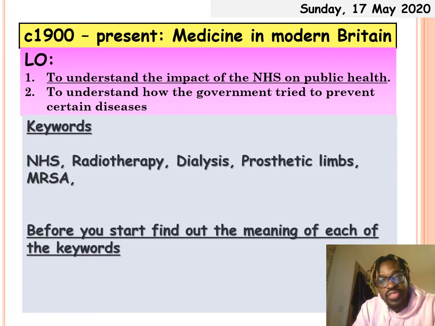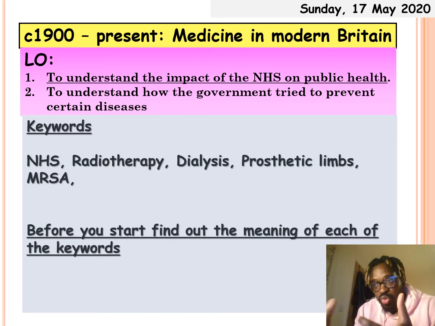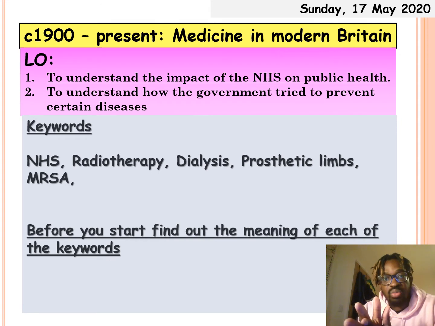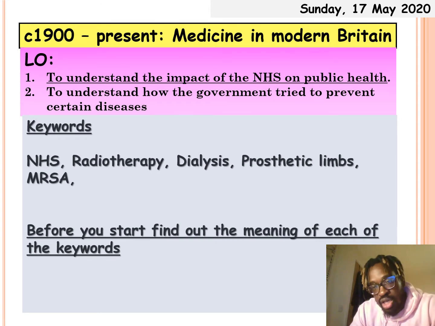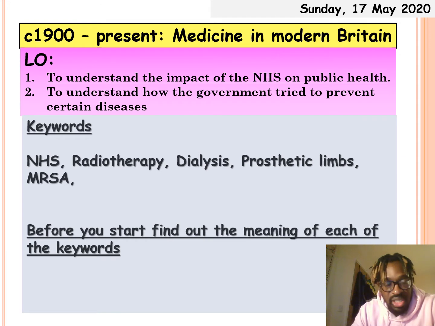So this next set of slides is actually what I want you to then work on for this week. And we're now in modern Britain, so 1900 to the present day, and this is the final set of work you're going to be doing. Okay, so we've been looking at treatment and prevention through time. We've done the Middle Ages, then we did the Renaissance period, then we did the industrial period, and now we're on the final period of time, modern Britain, medicine in modern Britain, with a focus on prevention and treatment.